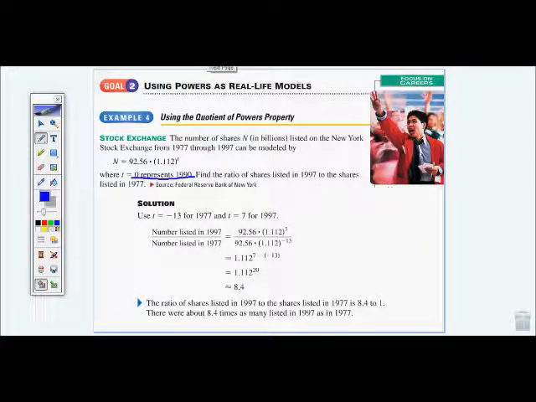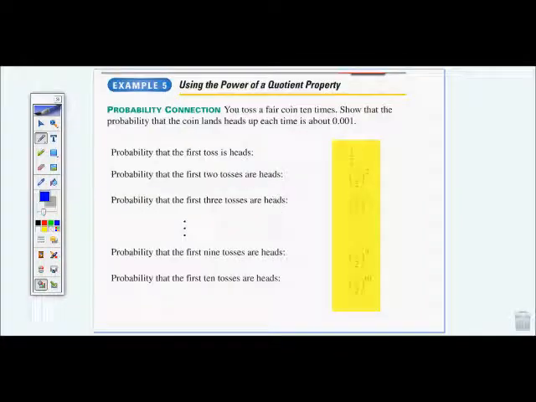I believe we have one more example, possibly two. Example 5 is going to start to teach you about probability. So we just came from the stock exchange, and now we're going to do a little bit with probability. So you toss a fair coin 10 times. Show that the probability that the coin lands heads up each time is about 0.001. I believe we were tossing coins in class.